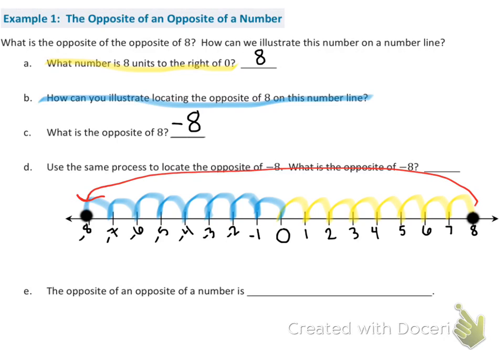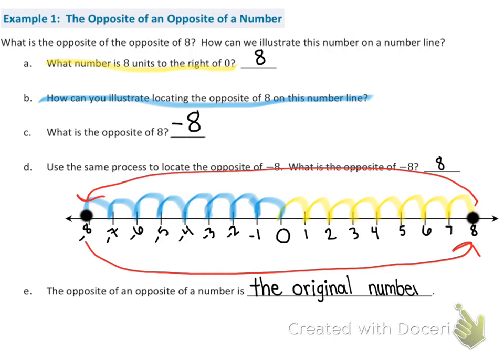So now it says use the same process to locate the opposite of -8. So I'm going to use the same process, and the opposite of -8 would be 8. So with this information, I can conclude that the opposite of the opposite of a number is the original number.